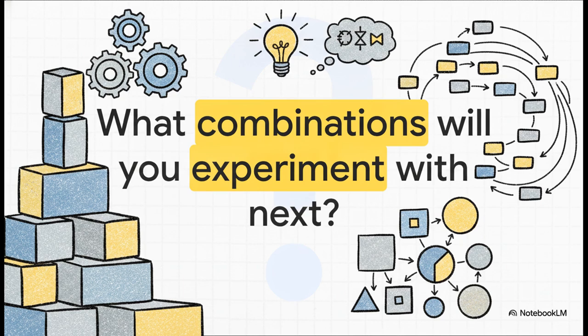Now that you have the blueprint, it's time to start stacking those building blocks. Think about a really complex problem you've been struggling to get an AI to solve. If you were to layer a specific role, clear context, direct instructions, and a few perfect examples, what could you achieve? The potential is absolutely massive once you stop using these tools in isolation. So I'll leave you with this. What combinations will you experiment with next to unlock your AI's true power?